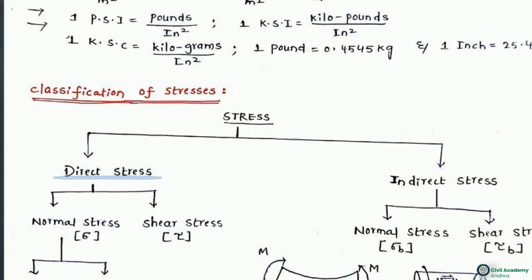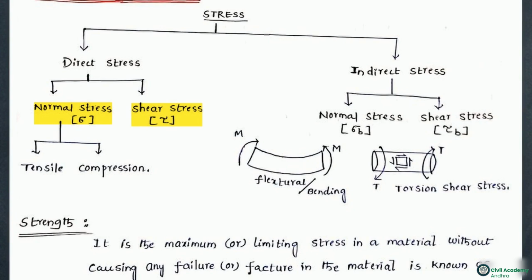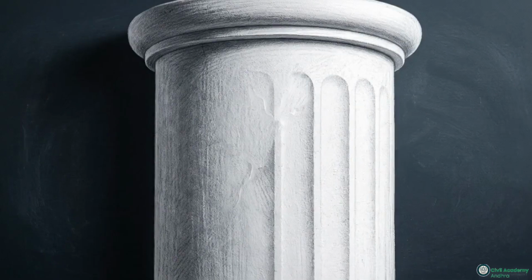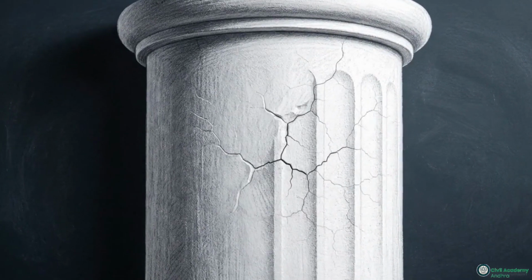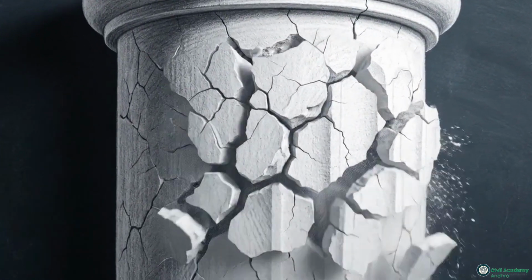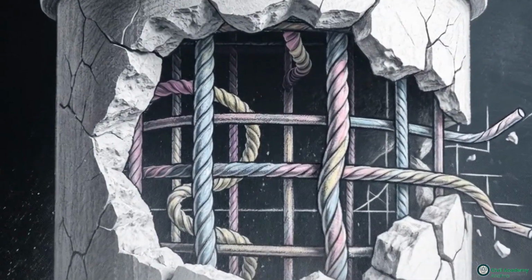It branches into direct stresses, such as the normal and shear stresses shown on these cylindrical sections, and indirect stresses, like the bending and torsional shear stresses acting on the beam. Measuring the external push on a building is insufficient to predict failure. Engineers must mathematically map the invisible, multidimensional internal resistance of the material itself.